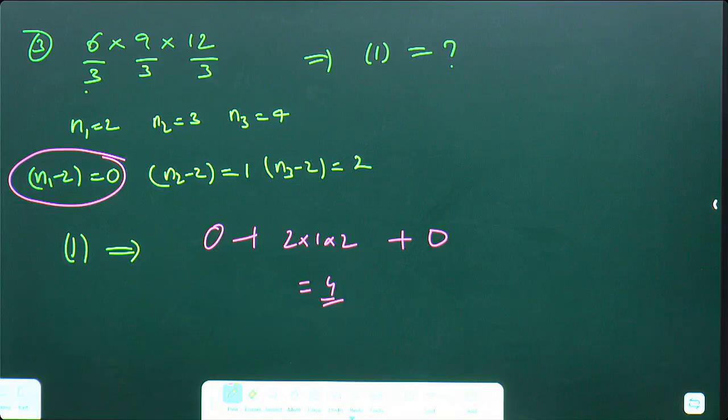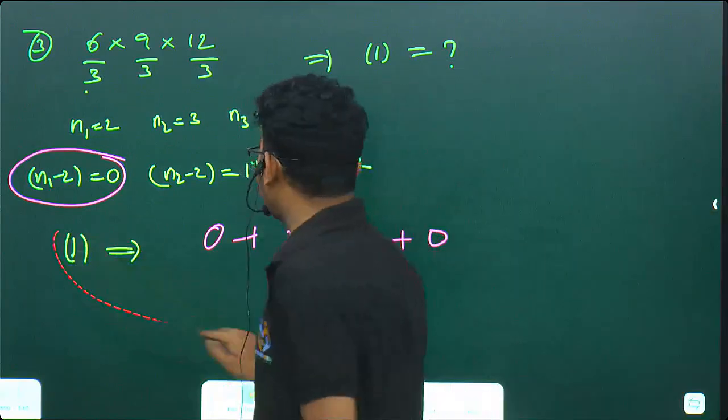quite simple. No need to put in the formulas as well. The first one and last one are 0. The in-between value you need to find out. That you can find out like this. So now this is a short trick within 10 seconds.